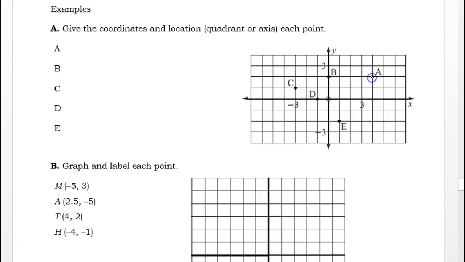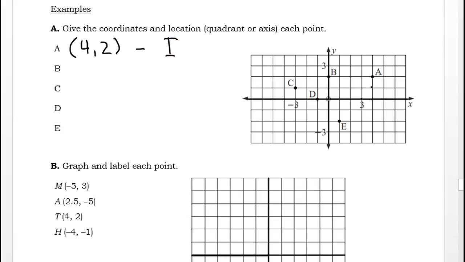Letter A is right here. That is 4 points to the right and 2 points up. So the coordinates of A are positive 4, comma, positive 2. How far right? How far up? And then the location of that point is quadrant 1.